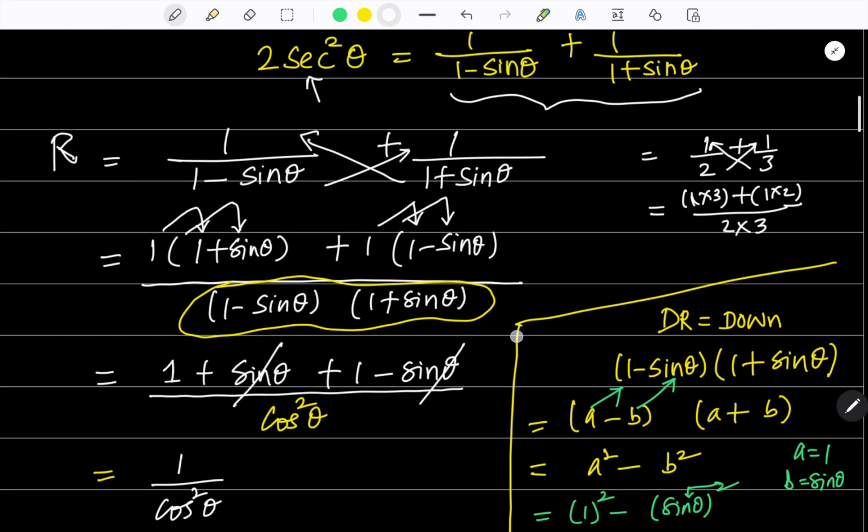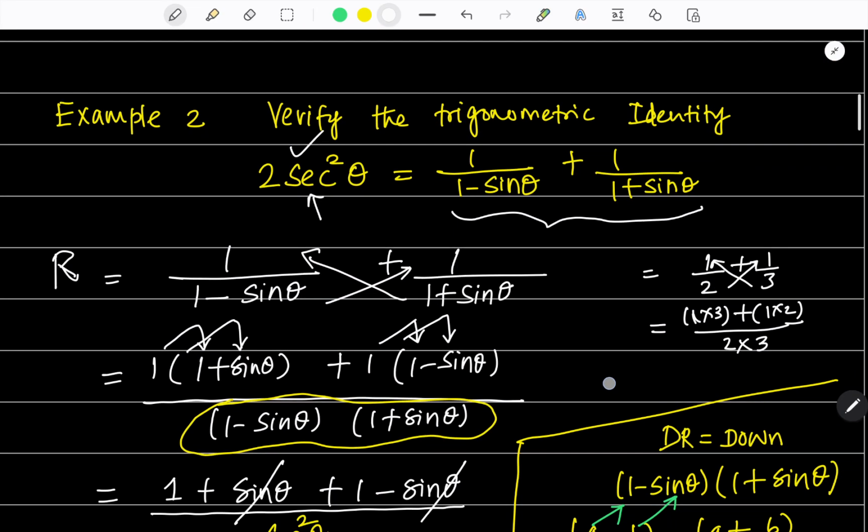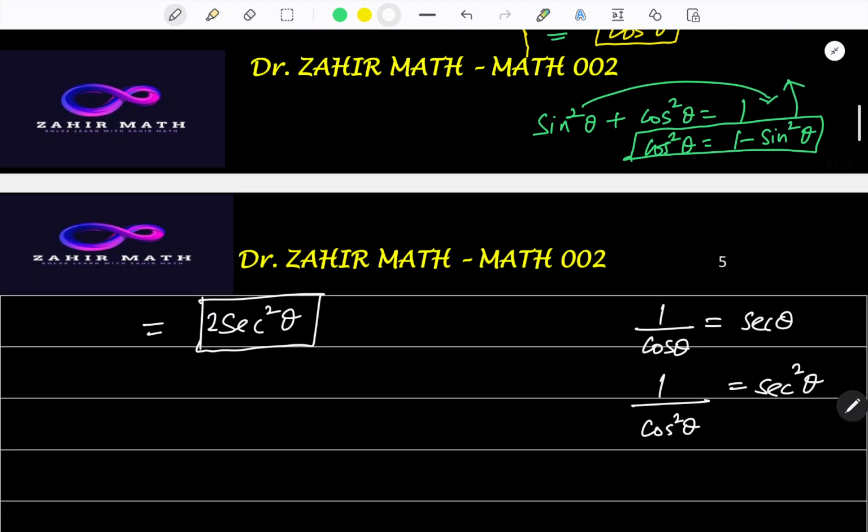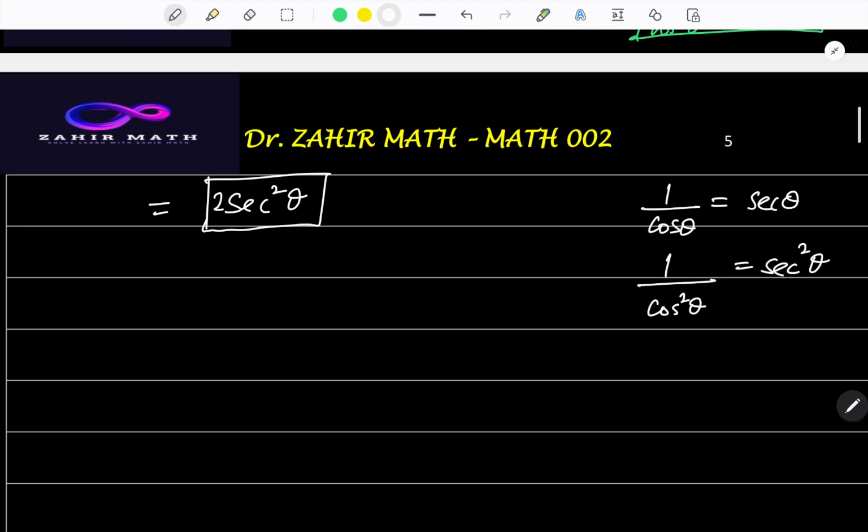So what we need to bring? We need to bring secant square theta, right? Yes, it's okay. I'm sorry, 1 plus 1, which is 2, right? And then here you will get 2 secant square theta, right? Let us go to the next question.